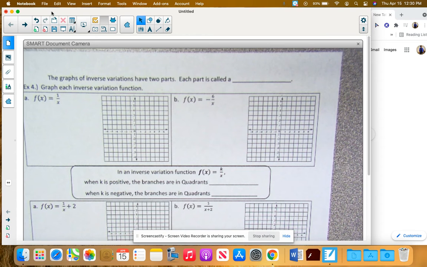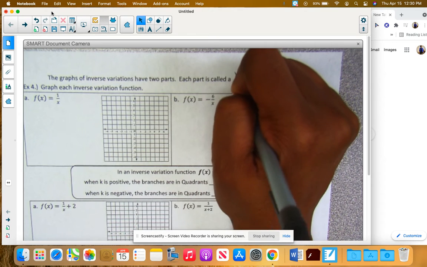Yesterday, we took a look at inverse variations. Today, we're going to take a look at what their graphs look like. So, the graphs of inverse variations have two parts. Each part is called a branch.